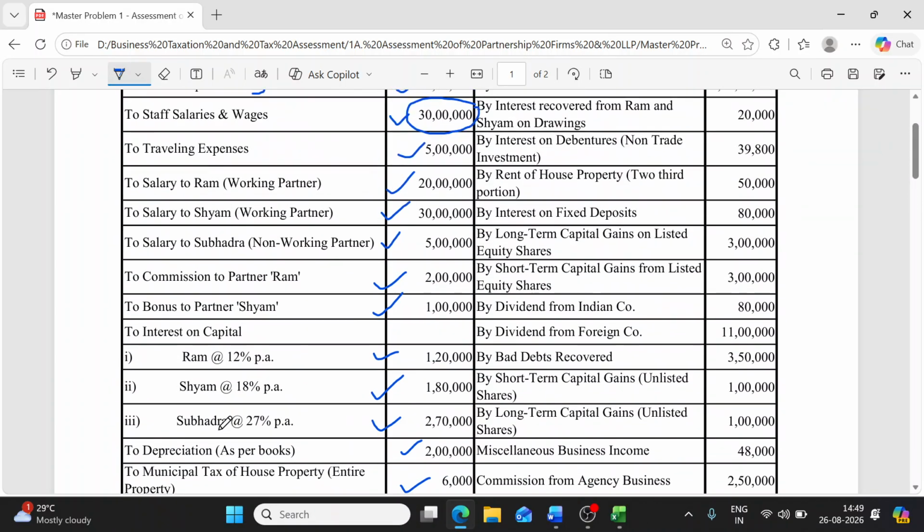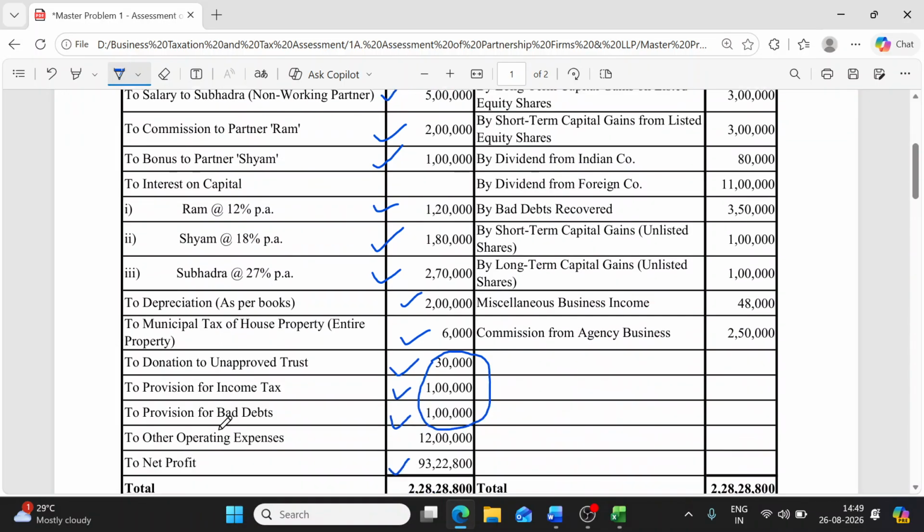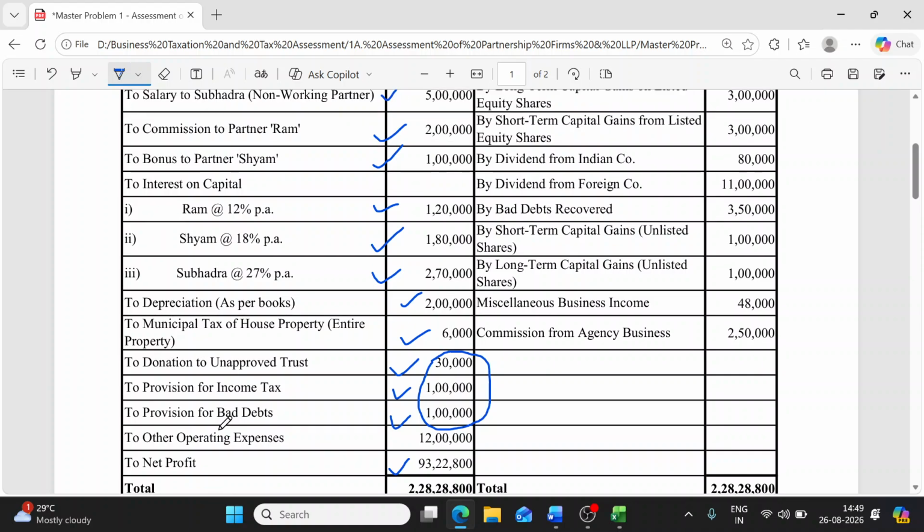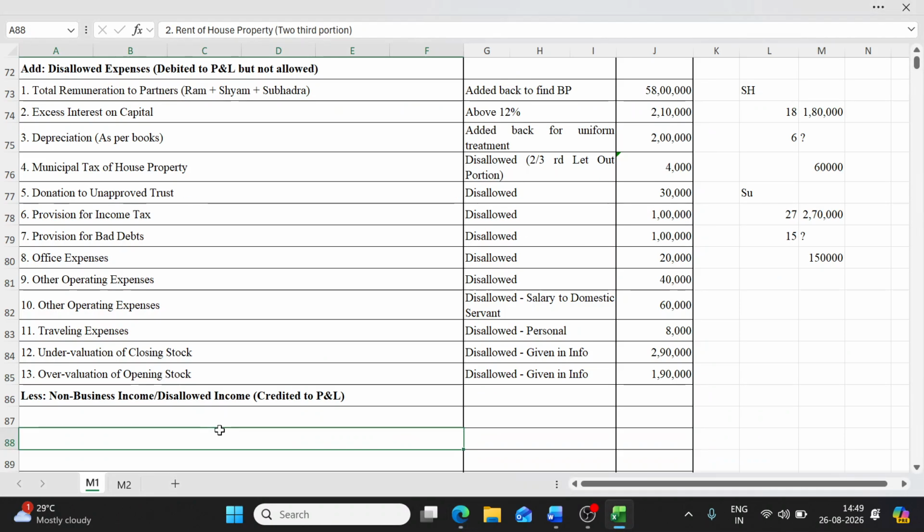Debit side is over, because we have gone through all the accounting items given in the profit loss account. Now this part is over. Now the next part. Now we will check the credit side of profit loss account, and we will find out the non-business incomes which are recorded in the profit loss account on the credit side.